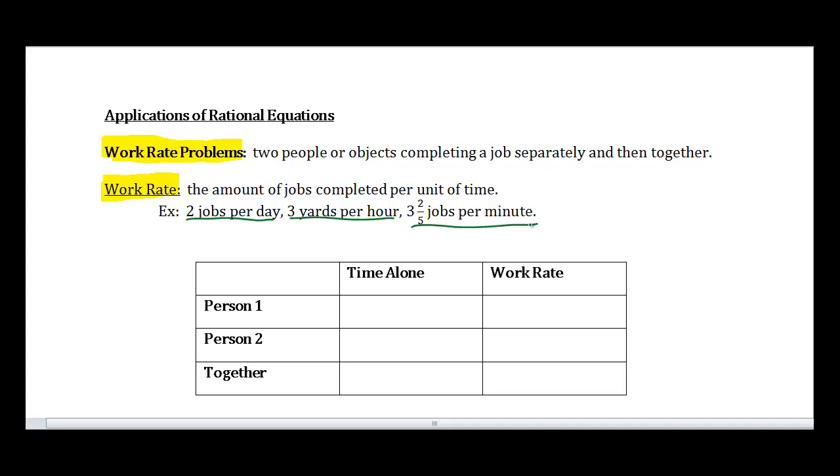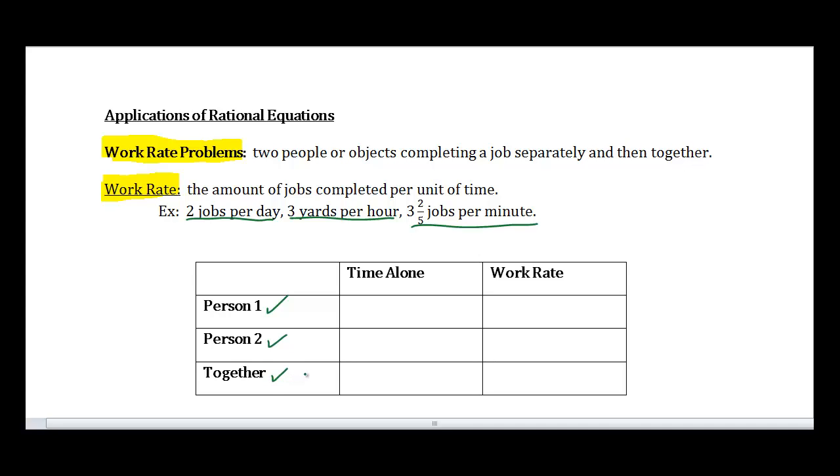Anytime you have a rate, it is going to be per something. What we're going to do in these problems is set up a chart to help tailor our thinking. Of course, this is not a necessary step, but it helps us organize our thinking. This is what my chart is going to look like. I'm going to have two people or two machines doing a job, and I'm given information on the time it takes them to do the job together.